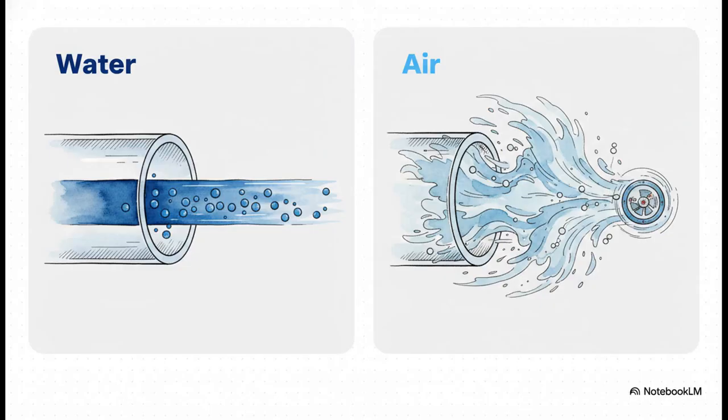And this visual just nails the core issue. Water is incompressible, right? So it flows pretty steadily. But air? Air is highly compressible. When you put it under pressure in a pipe, it doesn't flow. It shoots through like a projectile, spinning that meter's little turbine like crazy.